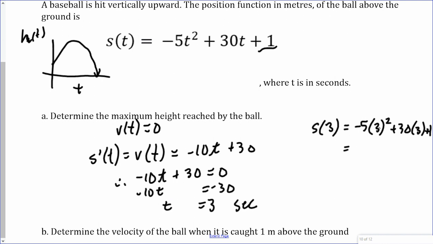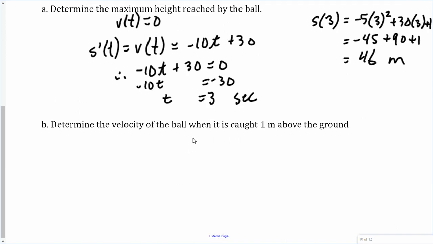Can I do this math correctly? 9 times negative 5 is negative 45, plus 90, plus 1. That's 46 meters. I hope I did that correctly. Yeah, I think so. All right, 46 meters is the maximum height of the ball. Now, determine the velocity of the ball when it is 1 meter above the ground.